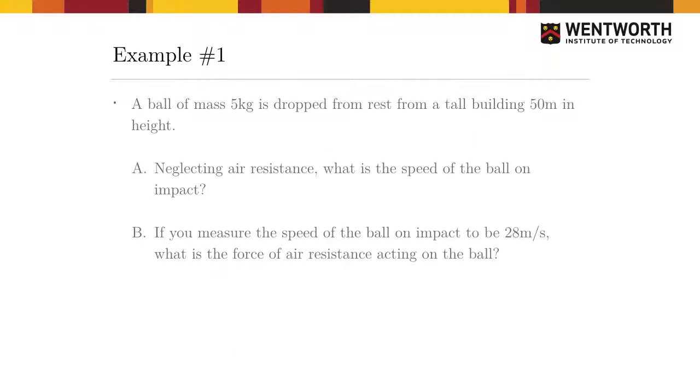Let's finish up by working through a couple examples. Suppose we have a ball of mass 5 kilograms and it's dropped from rest from a tall building 50 meters in height. In part A, neglecting air resistance, what is the speed of the ball on impact? In part B, if you measure the speed of the ball on impact to be 28 meters per second, what is the force of air resistance acting on the ball?